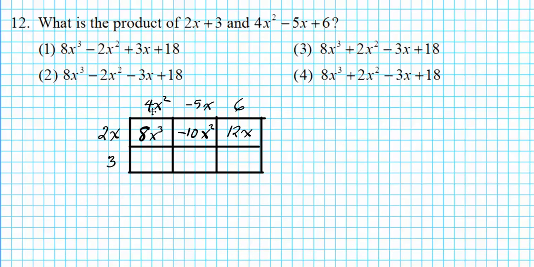3 times 4x squared is 12x to the second power. 3 times negative 5x is negative 15x. And then 3 times 6 is 18. Now, the nice thing about this method is that everything is nicely organized, okay? And there's some visual organizational patterns that we can take advantage of.